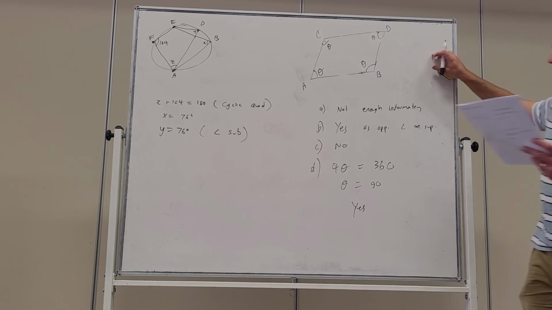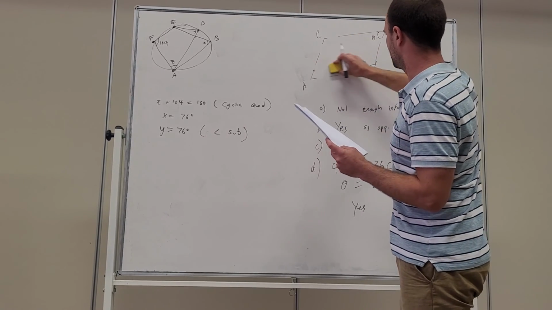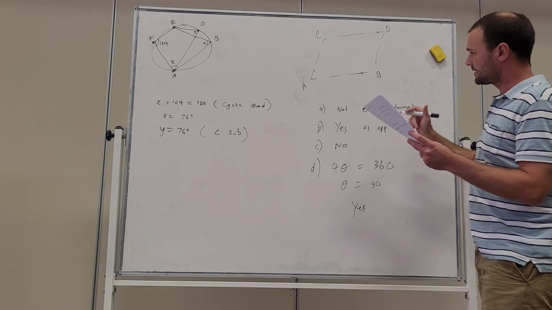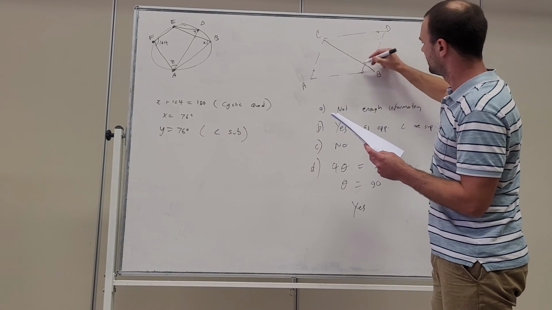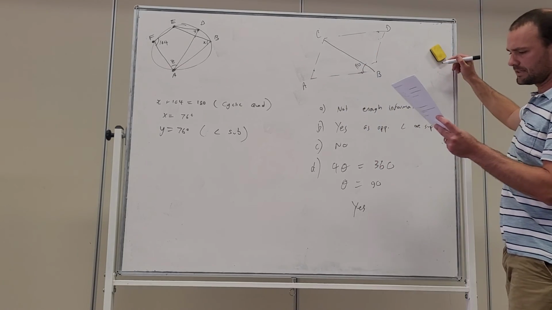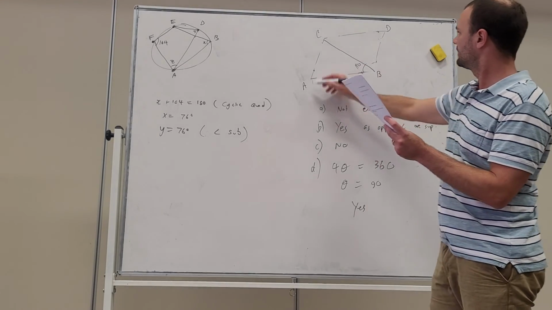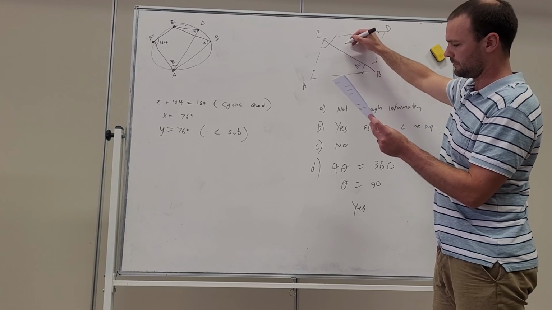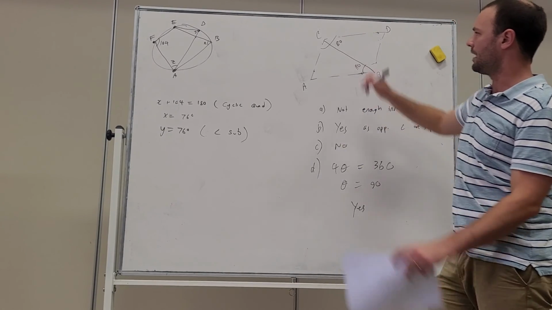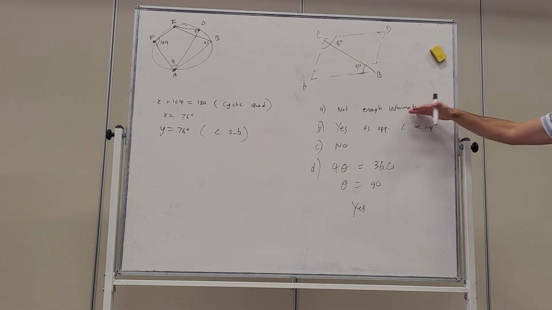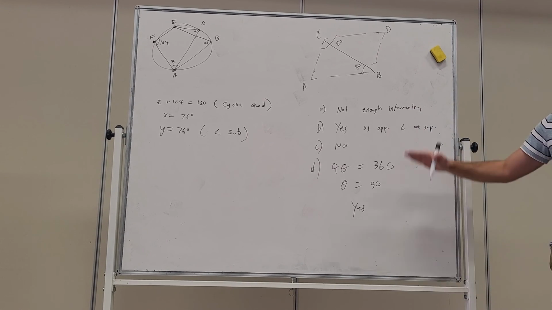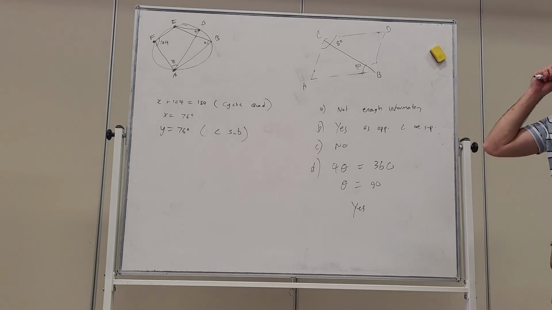So how about A? Was there enough information in A? Or maybe I made a mistake there. Let's see. ABC is 110. No, that's that angle there, isn't it? And ACD, that angle is 80. Yeah, we do not have enough information there. So A, not enough information. B, yes. C, no. D, yes.